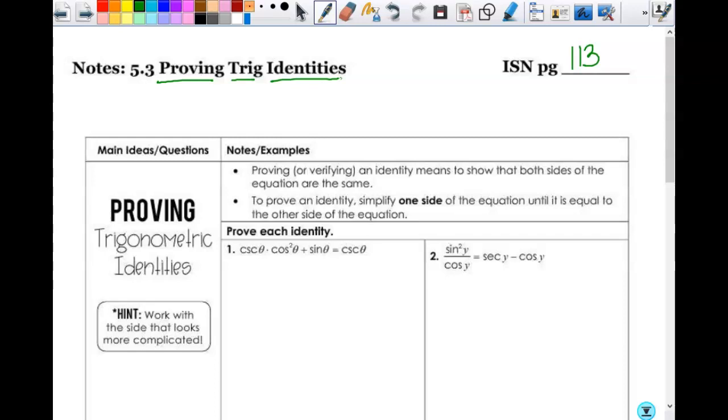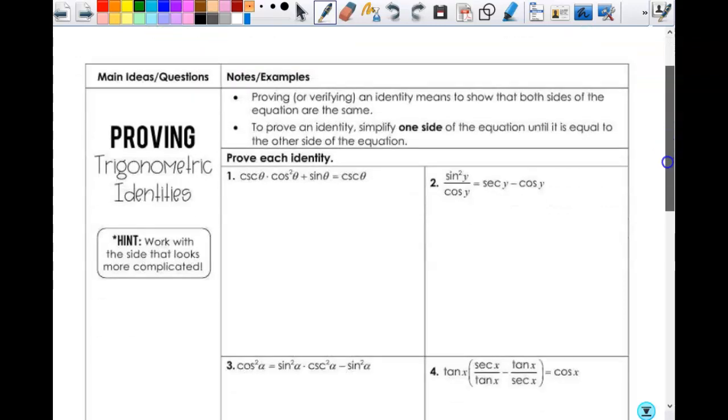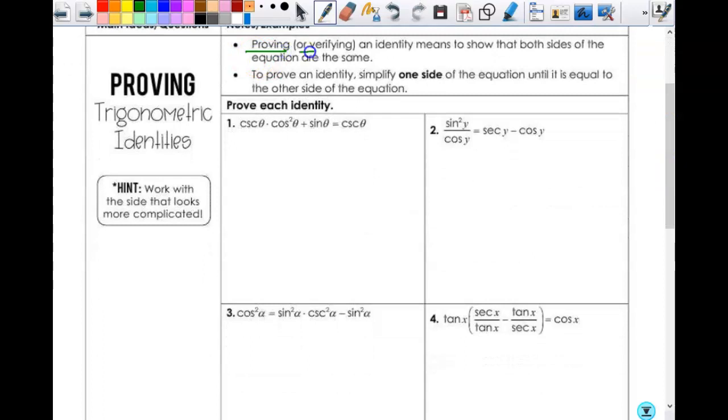So proving the identities means we are going to have equations all along the way. But, stop talking. We're still not solving. We are proving, which is also the same as verifying, not solving for anything, okay? But we have equations the whole time. So it says proving or verifying an identity means to show that both sides of the equation are the same. So to prove an identity, you simplify one side of the equation until it equals the other side.